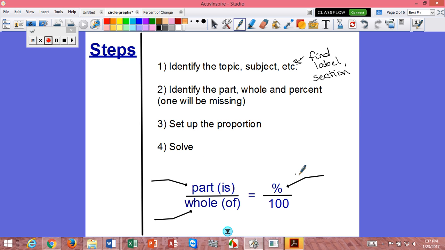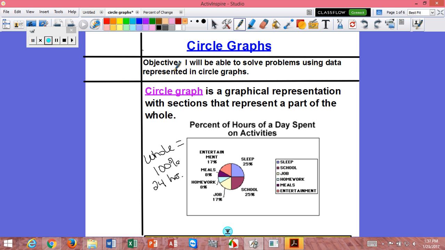So the percent is going to be next to that section's label. For example, if we had a problem talking about how many hours the person slept, using the same circle graph from before, then, oh, there we go. Sorry, my pen decided to stop working for a second. So if the problem is asking about sleep, we'd be concerned about this specific section, and we see that's 25%.